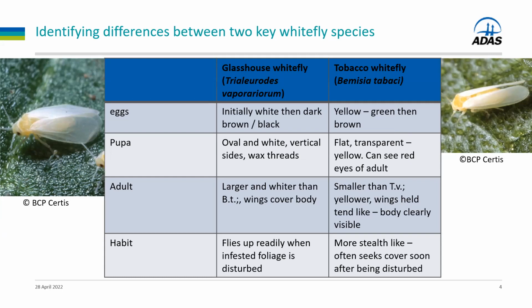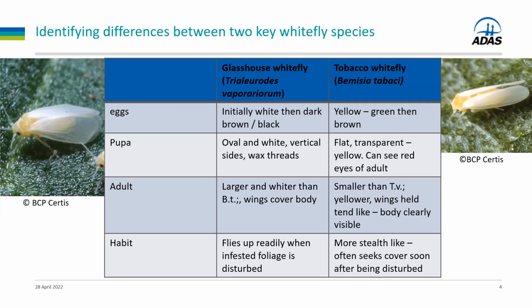The tobacco whitefly image on the right, they're a bit smaller, they're yellower, and that's because they have less wax, and the wax gives the glasshouse whitefly its whitish color. And the wings are held quite tent-like, so like in that image, you can actually see the body visibly through the wings. And then just some notes on habit.